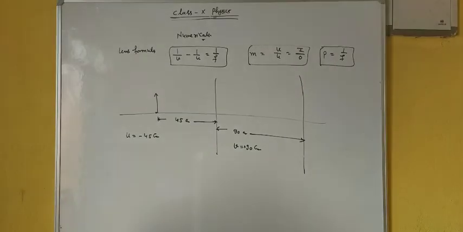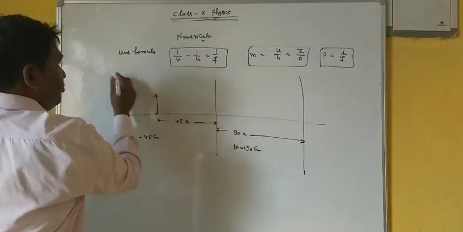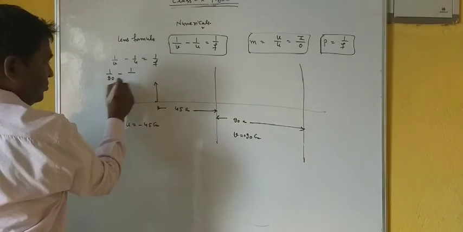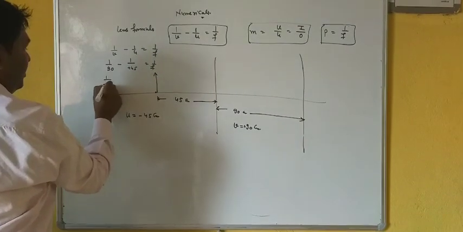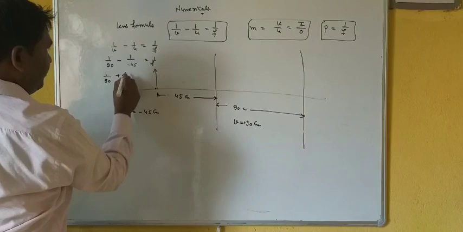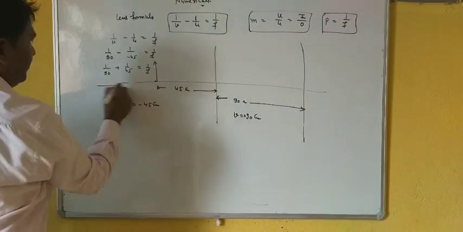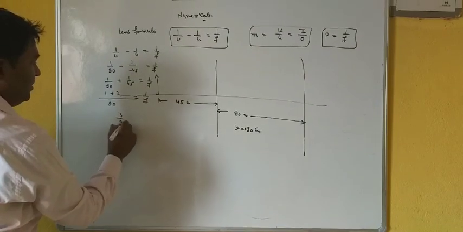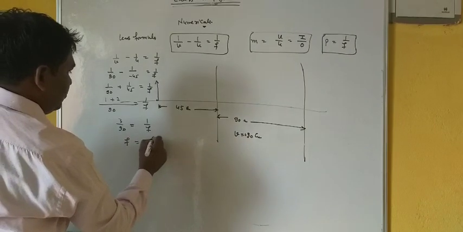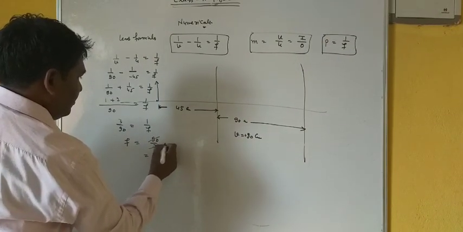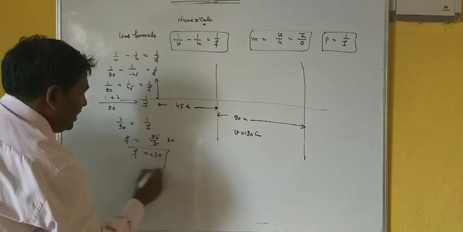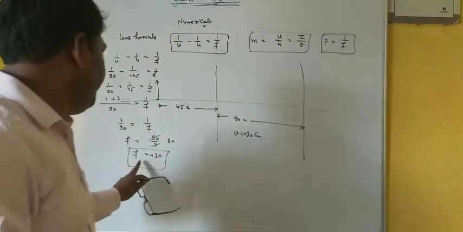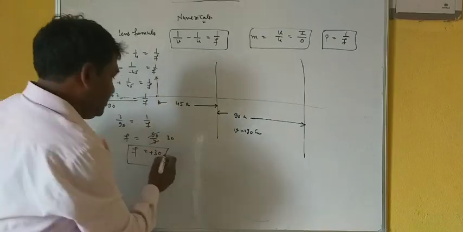By the lens formula, 1 by V minus 1 by U is equal to 1 by F. So 1 by 90 minus 1 by minus 45, that is plus 1 by 45, is equal to 1 by F. Here, the LCM is 90, so 1 plus 2 is equal to 1 by F. So 3 by 90 is equal to 1 by F. F is equal to 90 upon 3, which is 30. Since the focal length is positive, the lens is obviously a convex lens, and the magnitude of the focal length is 30 centimeter.